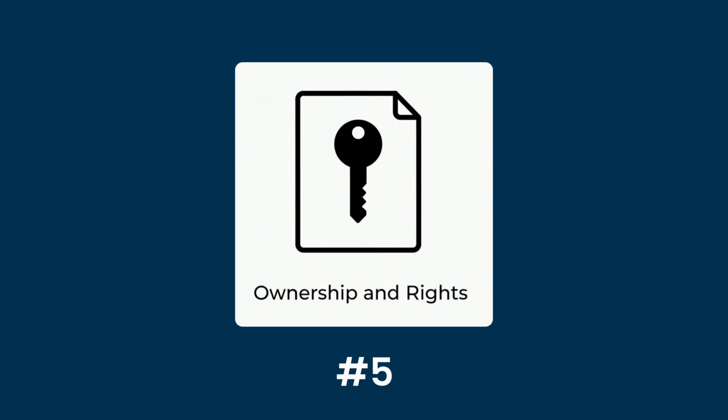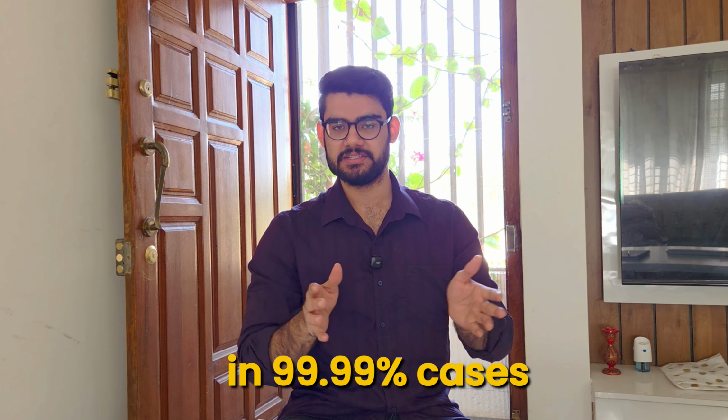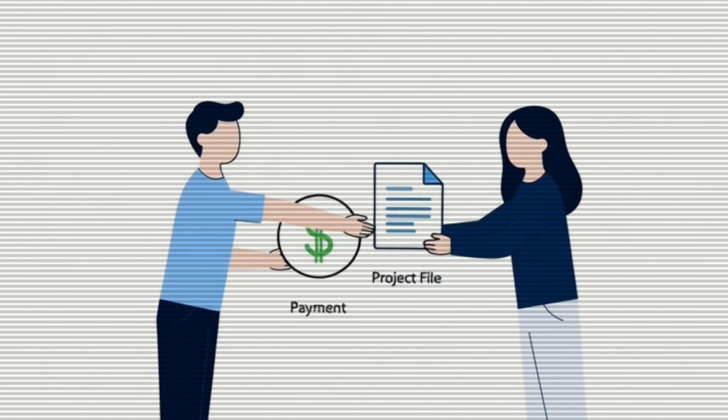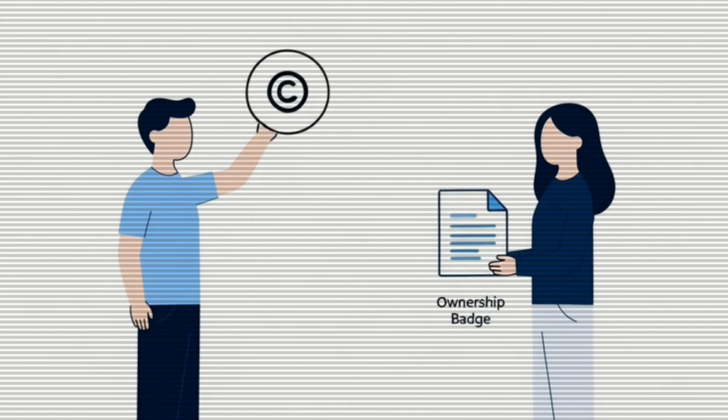The fifth thing is ownership and rights. Now in 99.99% of cases, all the things that you are creating for that client are not your intellectual property. The client is actually the owner of them, because you did the work, and the client paid you for that work. So the client has the ownership rights. It's literally that.